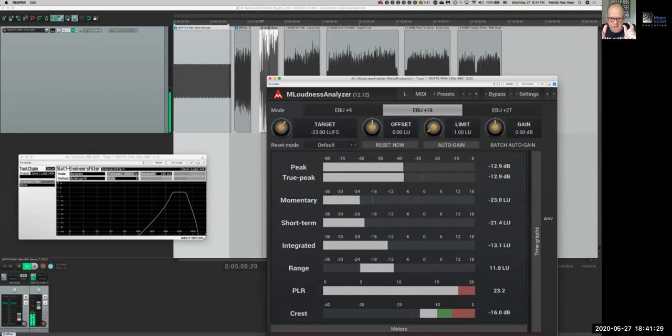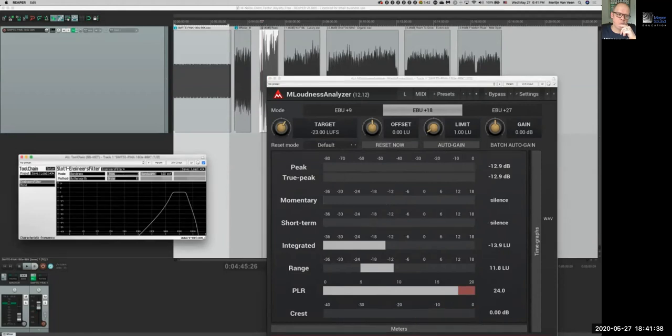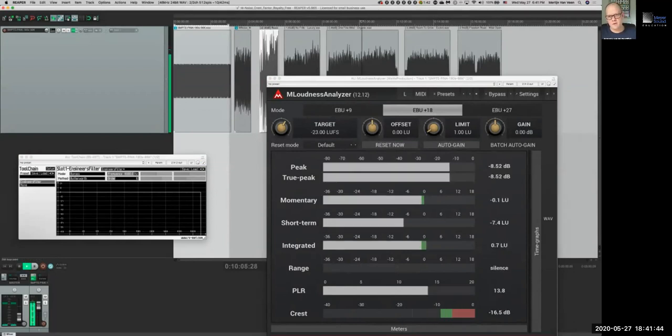There are wide spaces between consecutive transients, which determine the crest factor. So there you have an example for classical music. Let's do one more without the filter, but you get the idea. Let's do one more for some contemporary music.